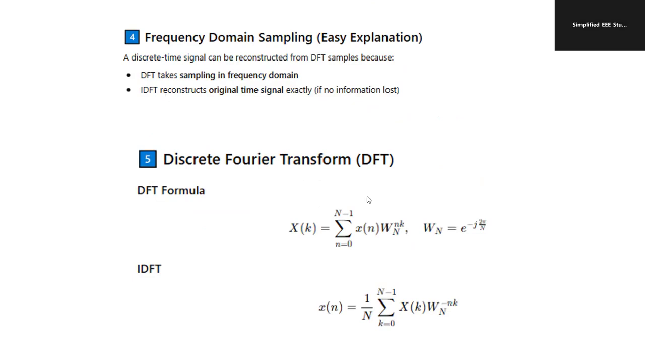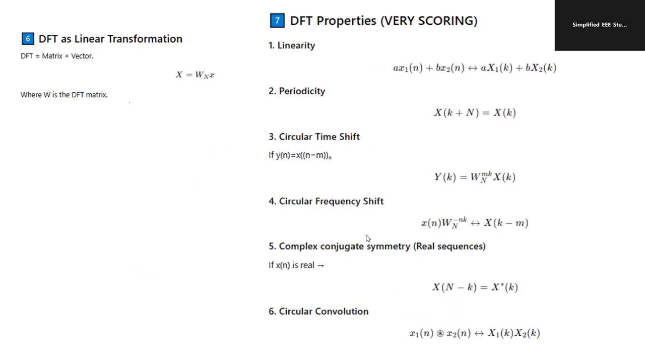What is discrete Fourier transform? Tell me the DFT formula. X of k is equal to the summation from n equal to 0 to N minus 1 of x of n into W N to the power nk, where W N is nothing but the exponential operator e to the power minus j 2 pi by N. What is IDFT? It is the reverse process of DFT. X of n is equal to 1 by N into the summation from k equal to 0 to N minus 1 of X of k W N to the power minus nk. These are the DFT and IDFT formulas. Kindly remember this, very, very important.